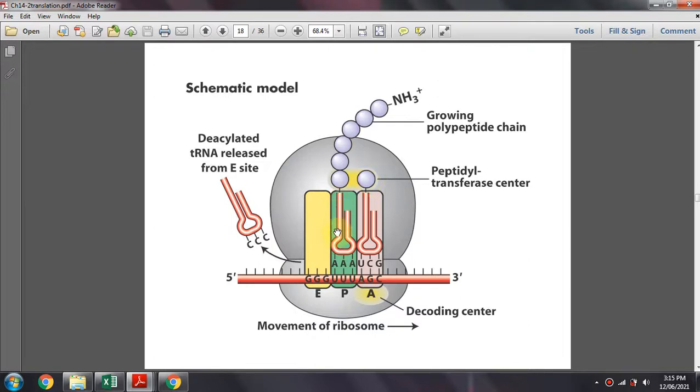This will be uncharged tRNA. It will move in E site as ribosome moves one codon ahead. Now this site will be empty because ribosome moved one codon ahead. Next tRNA will bind here in A site. Okay, this is exit site for uncharged tRNA, from where the deacetylated or uncharged tRNA exits.